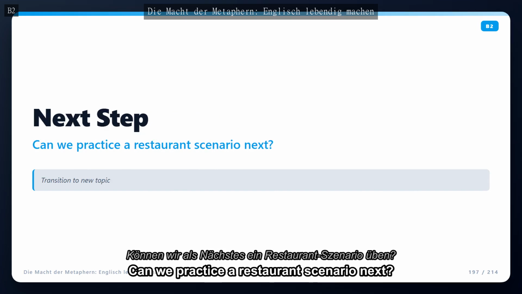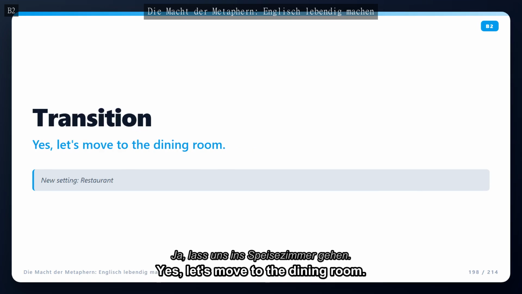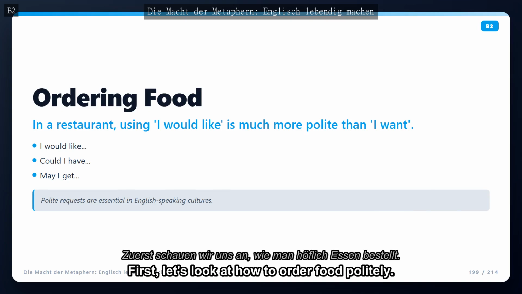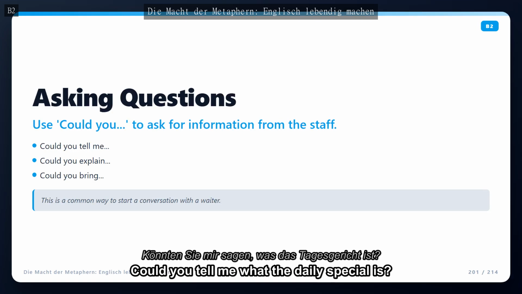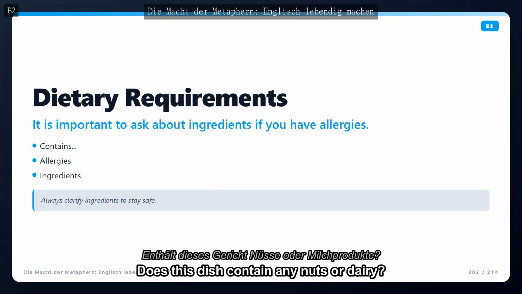Can we practice a restaurant scenario next? Yes, let's move to the dining room. First, let's look at how to order food politely. I would like to see the menu, please. Could you tell me what the daily special is? Does this dish contain any nuts or dairy?